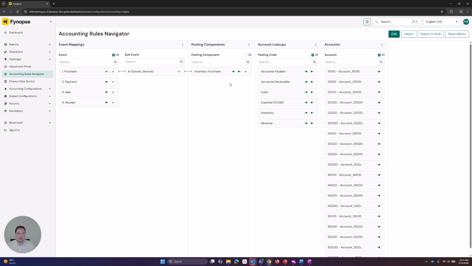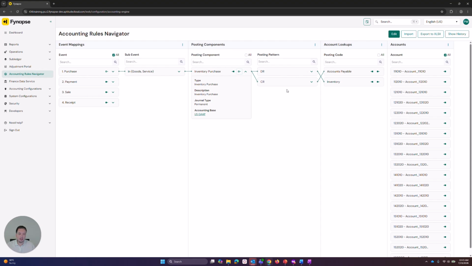Here we have determined that the purchase event is linked to the inventory purchase posting component. Posting components represent accounting concepts rather than general ledger accounts. They define what we're accounting for, not necessarily where it will be posted. Notice that this posting component immediately branches into both a debit as well as a credit posting pattern. And that's because one business event always produces multiple accounting entries, and together they will ultimately form a balanced journal.